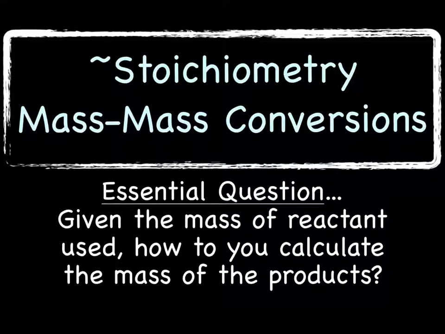Hello, this is Miss Moore, and today during chemistry we're going to continue our discussion on stoichiometry. Specifically today we'll be talking about mass-mass conversions. Today's central question: given the mass of reactant used, how do you calculate the mass of the products? For today's lecture you should have available your periodic table, your unit conversion table, and of course your calculators.